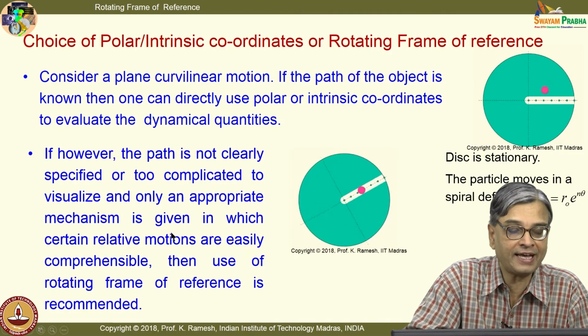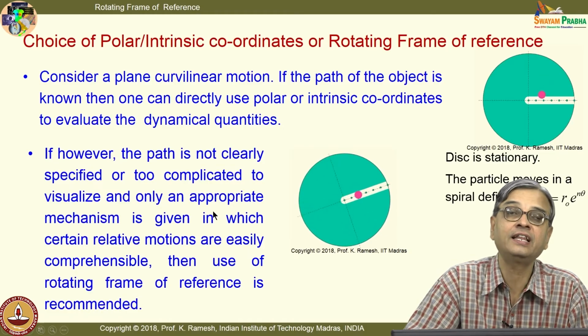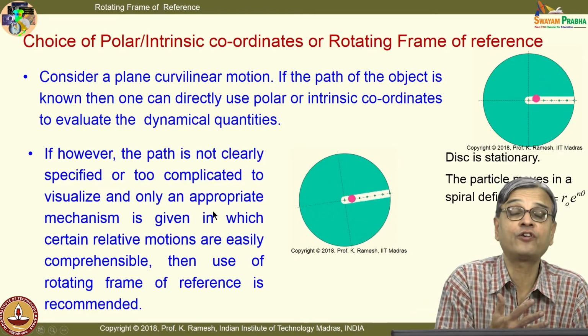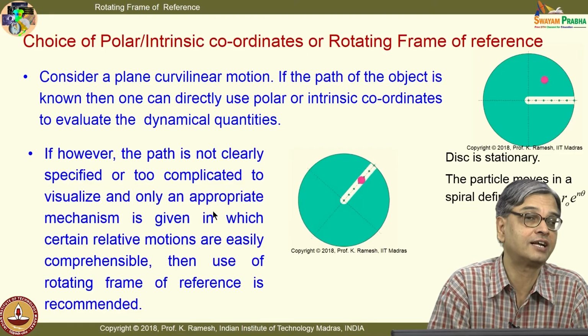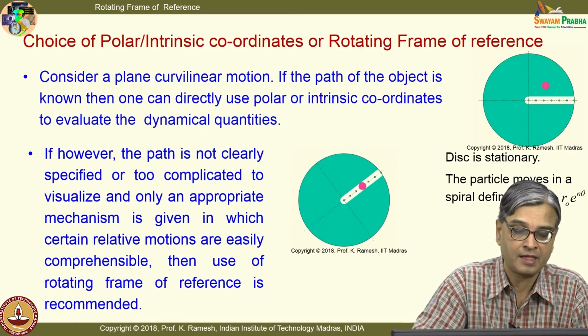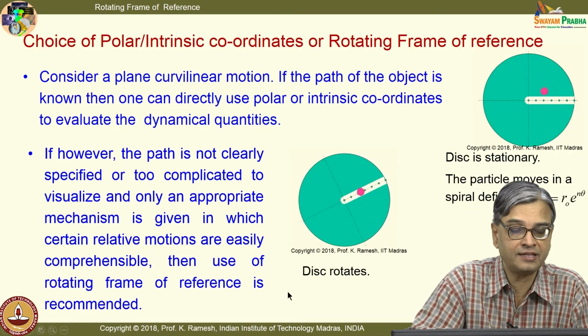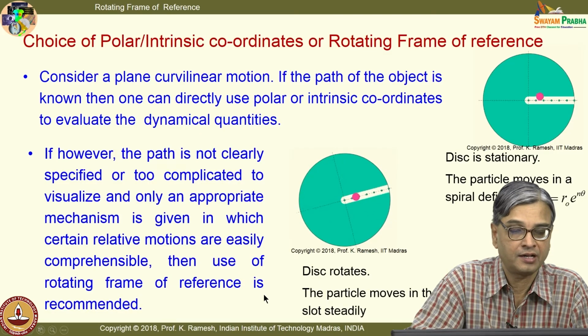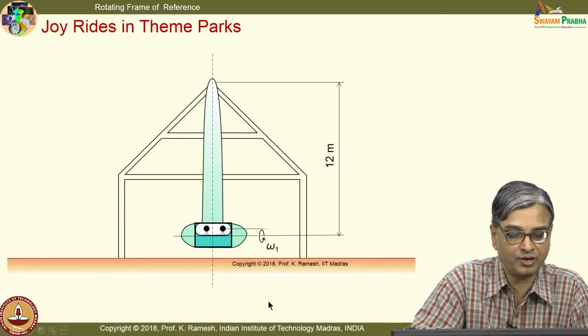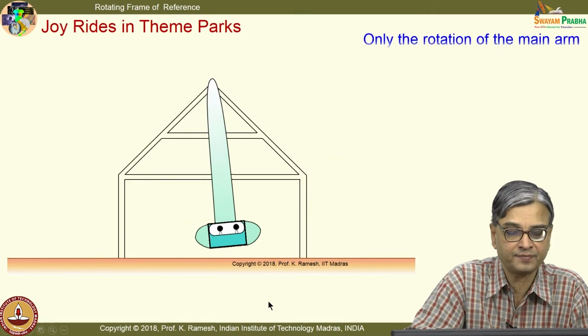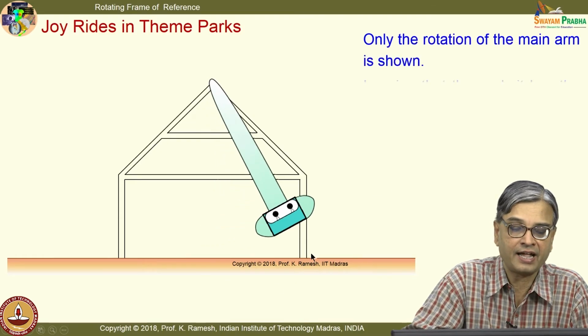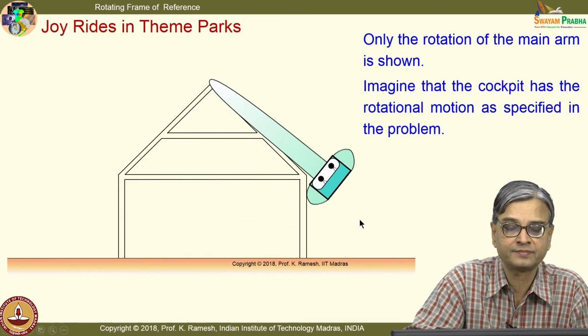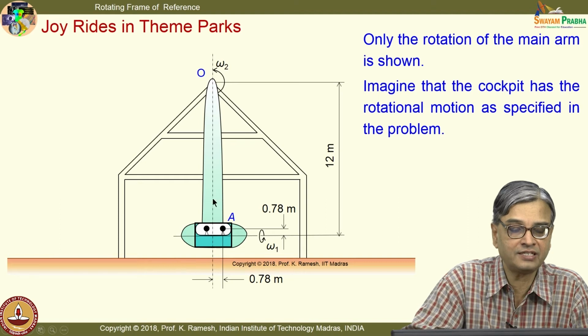Only an appropriate mechanism is given, then you can think of using a rotating frame of reference and do the analysis. And we have also seen this problem earlier, we will analyze these problems later. So, here again I have a complicated motion and it becomes easier to handle such problem using rotating frame of reference.